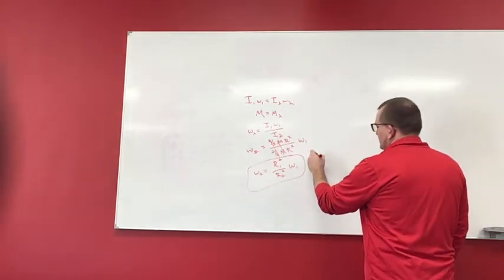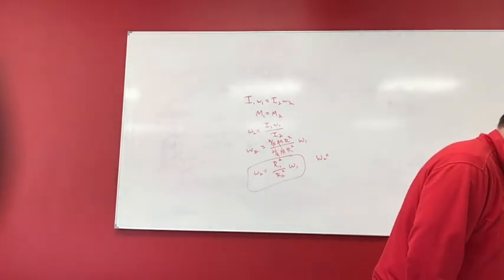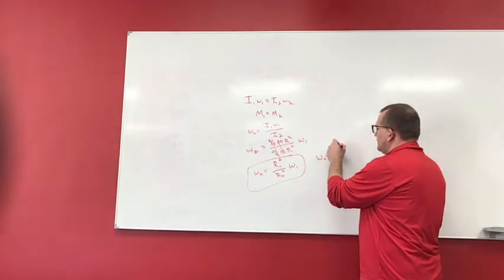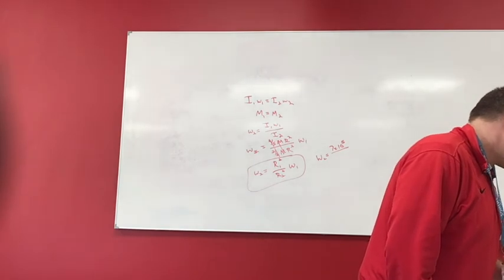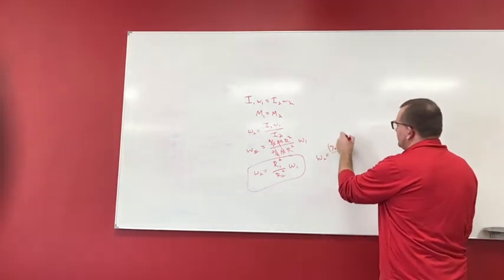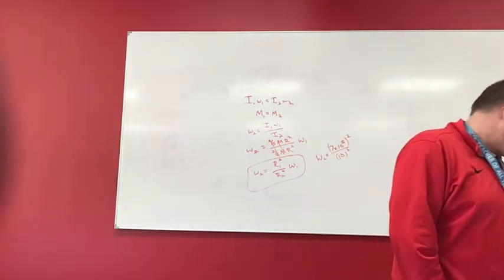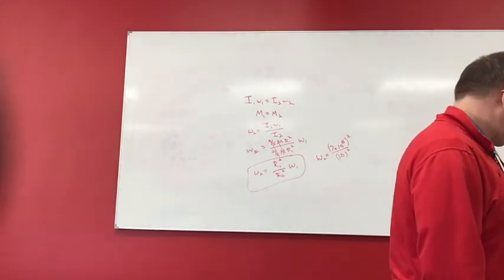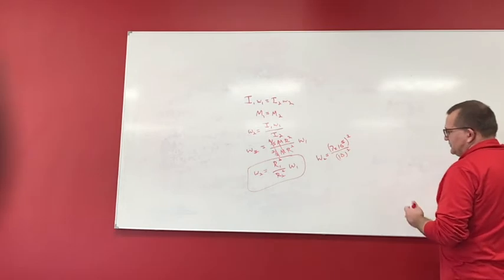So W2 is equal to R1, 7 times 10 to the 5th, and then R2 is going to be 10, and both of these are going to be squared. And then what's the velocity of the sun? It says it rotated 1 revolution every 100 days. So if we want to do radians per second, right?